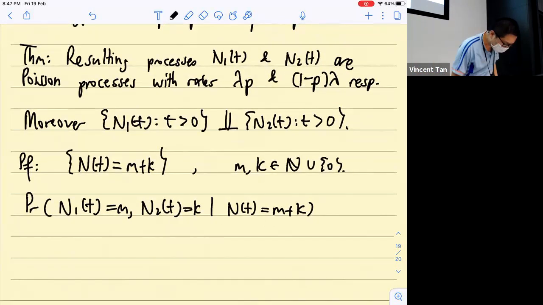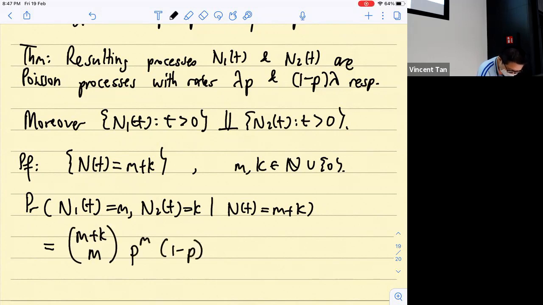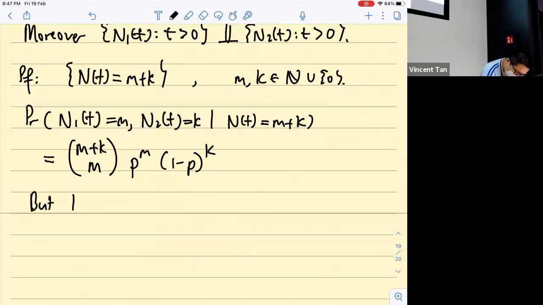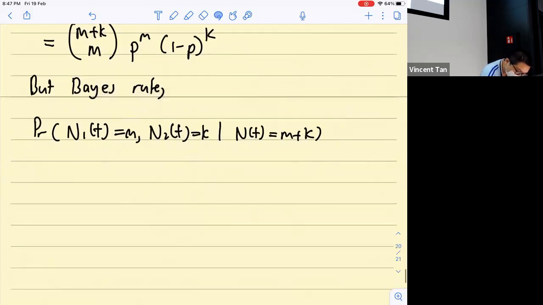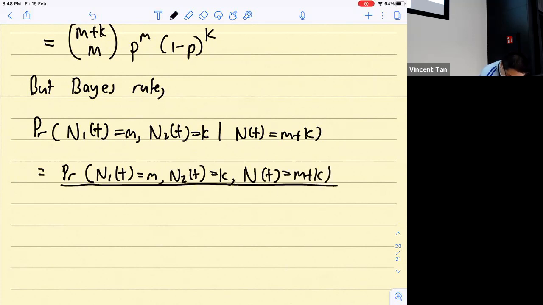So what is this probability? There are a total of m plus k events, and m succeeded, say Joe Biden succeeded, and not Joe Biden is failed. So we have (m plus k choose m) p to the power m, (1 minus p) to the power k. That's it. But now let's apply Bayes' rule. This probability can be rewritten using Bayes' rule as the probability N1(t) equals m, N2(t) equals k, N(t) equals m plus k, divided by the probability N(t) equals m plus k. This is Bayes' rule.